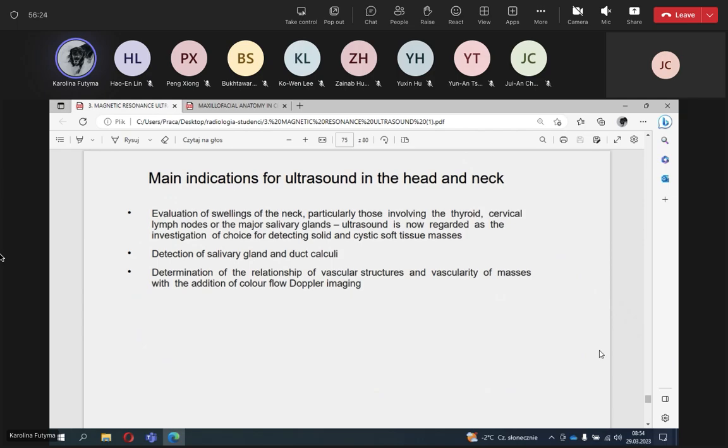And what are the main indications for ultrasound in head and neck? The evaluation of swellings of the neck, particularly those involving the thyroid, cervical lymph nodes, which are not healing after 2 weeks, or the major salivary glands. Ultrasound is not regarded as the investigation of choice for detecting solid and cystic soft tissue masses. Detection of salivary gland and duct calculi, determination of the relationship of vascular structures and vascularity of masses with the addition of color flow Doppler imaging.